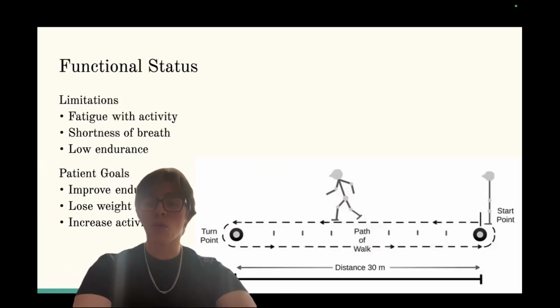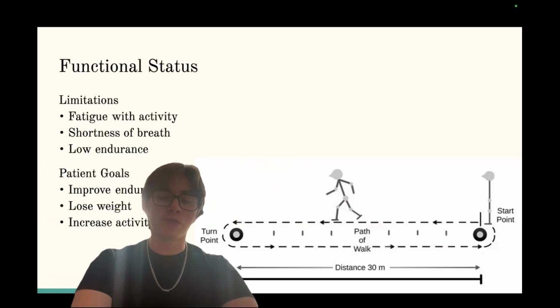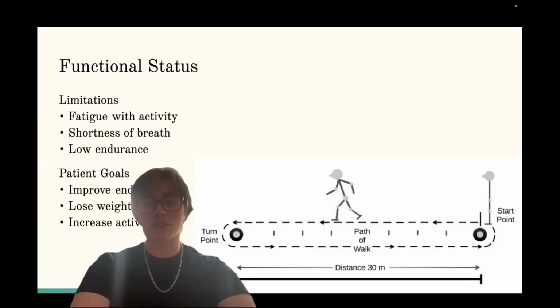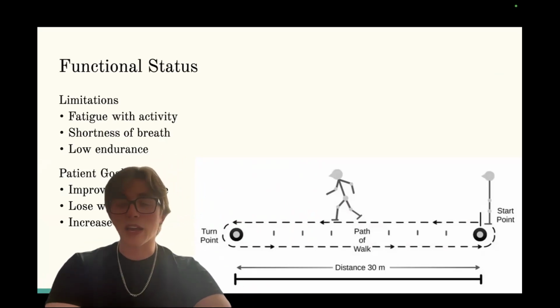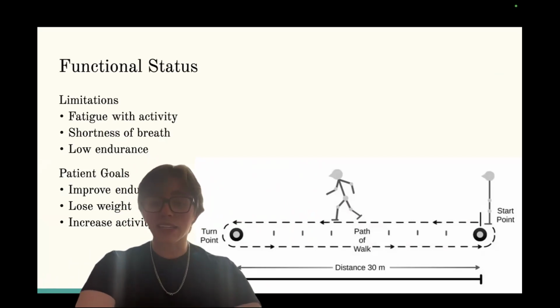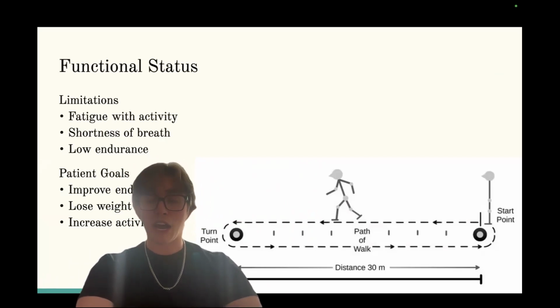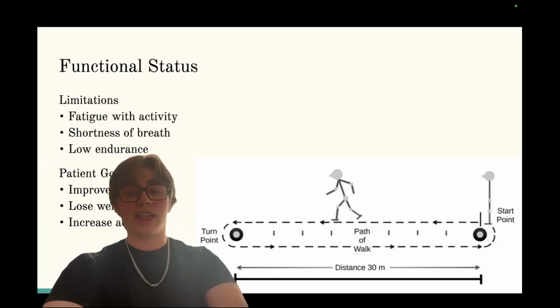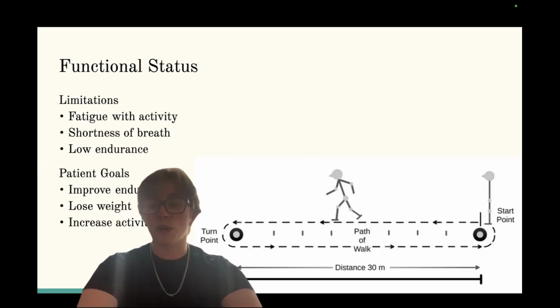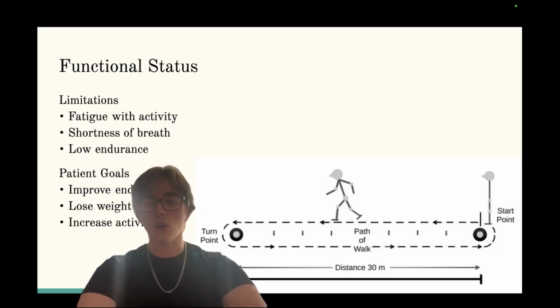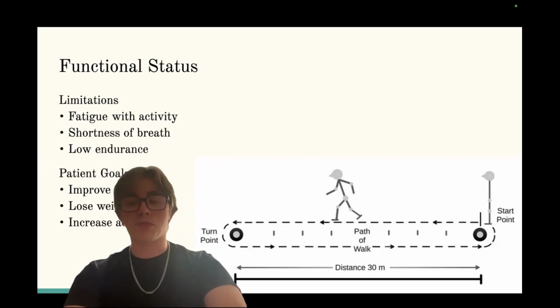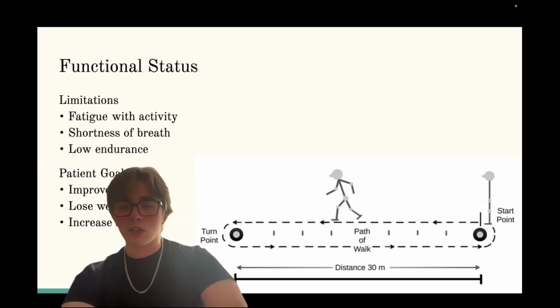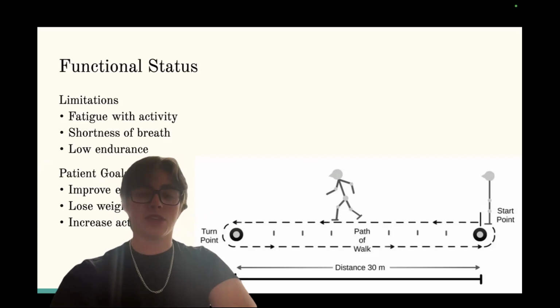From a functional standpoint, the patient reports fatigue and shortness of breath with activity. Even things like climbing stairs or walking longer distances can be difficult. This tells us that his exercise tolerance is low and that he's likely deconditioned. This is pretty common in patients with cardiac conditions, especially after an event like an NSTEMI. His goals are to improve endurance, lose weight, and become more active. Those are all appropriate goals, but we have to make sure we approach them in a way that doesn't put him at risk. So this is where we start thinking about how his current limitations will affect testing and exercise prescription.